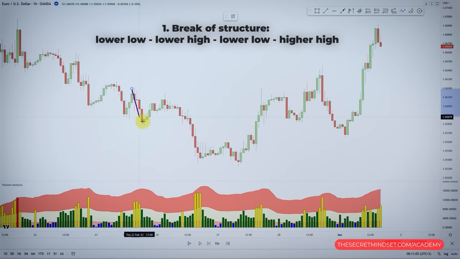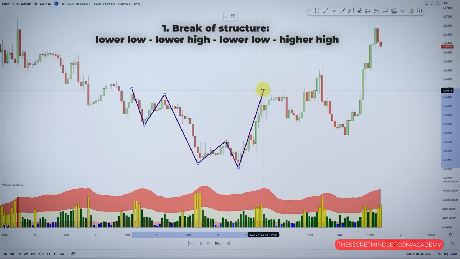The price makes a swing low, followed by a lower high, then makes a lower low, and it shoots up and breaks the previous high, marking a higher high. We have our break of structure. Now we need to find a demand zone for the entry.